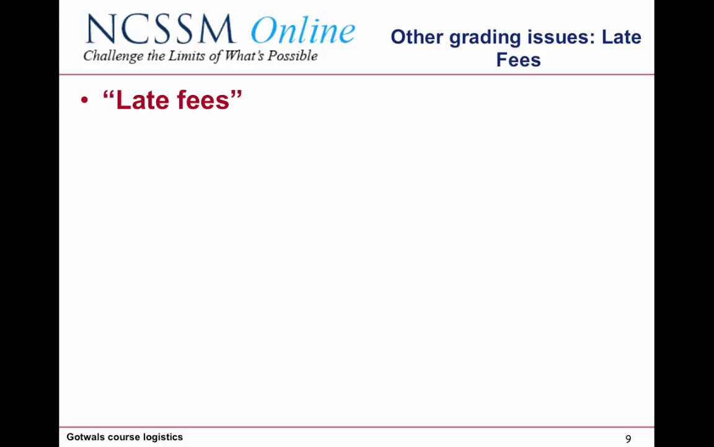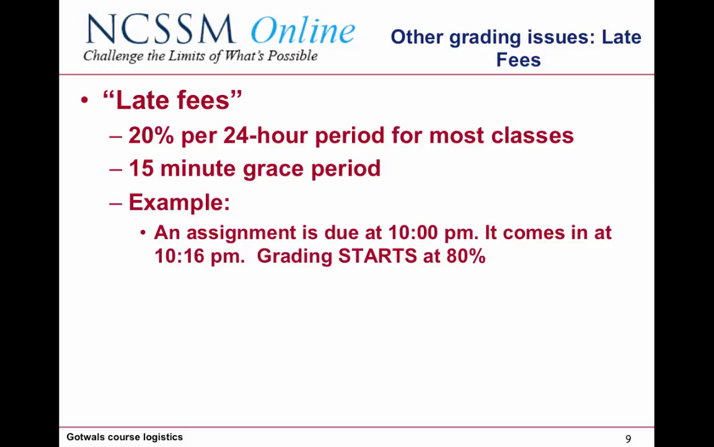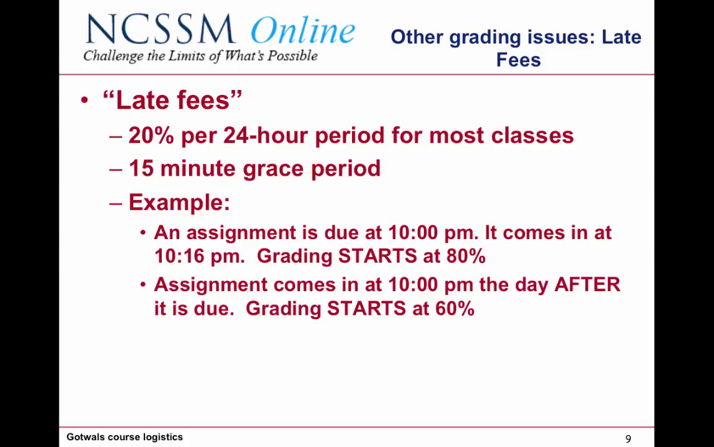Other grading issues, I have what's called a late fee. What that means is there's a 20% penalty if you turn work in late, and that comes with a 15-minute grace period. So as an example, if an assignment is due at 10 o'clock p.m. and it comes in at 10:16, that means I start the grading at 80%, which means the highest grade you can get if the paper is perfect is an 80%. And typically if you're turning it in last minute, that means it's probably anything but perfect, and you can count on getting a 70 or a 60 or lower if you're turning things in late.